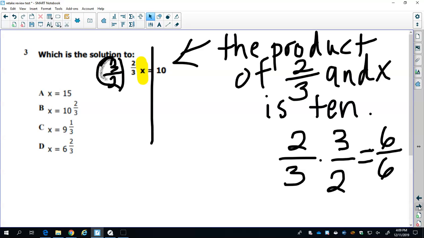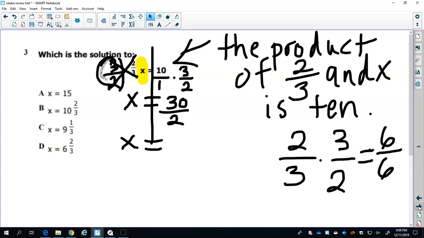Okay. So again, this is going to be 6/6, so it's going to cancel out because it's just going to be 1x remaining. And then I'm going to multiply the other side by 3/2. So I'm going to make this 10 wholes, 10/1 times 3/2. So then I multiply across, and 10 times 3 is 30. 1 times 2 is 2. And so x is equal to 30 divided by 2, which is 15.